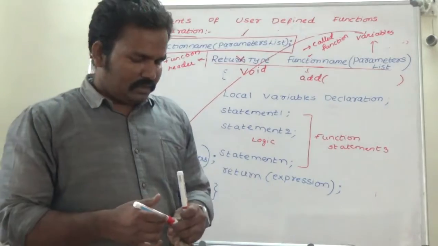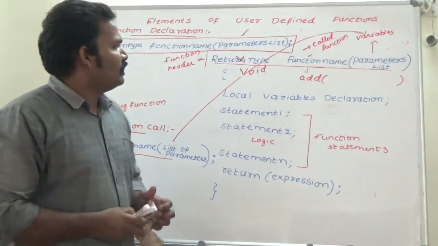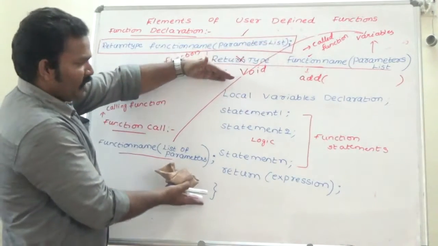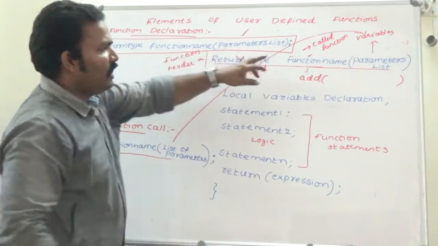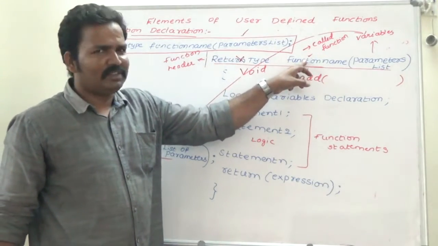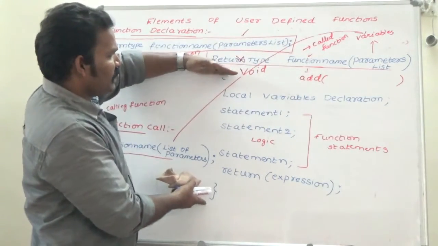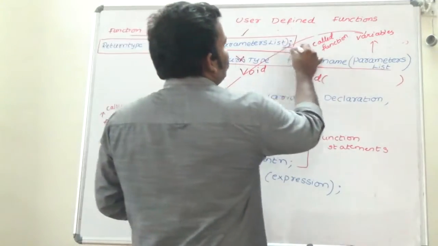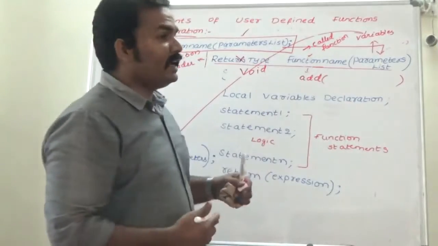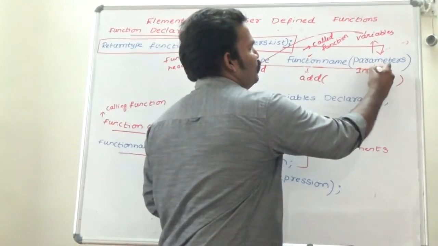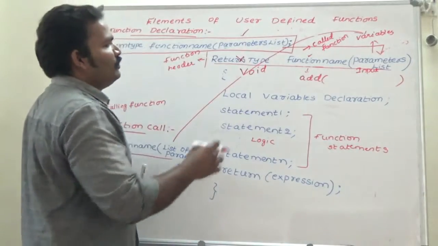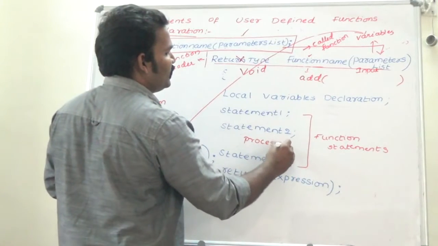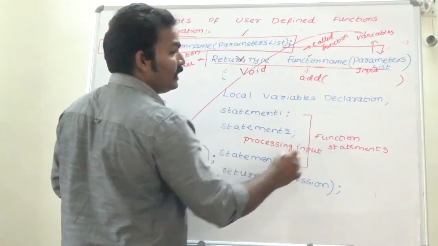So listen, first we have to understand the definition. What is a function? A function is a block of statements that will have an identity. Here the function name is the identity. A function is taking inputs, and after taking input it will process the input.